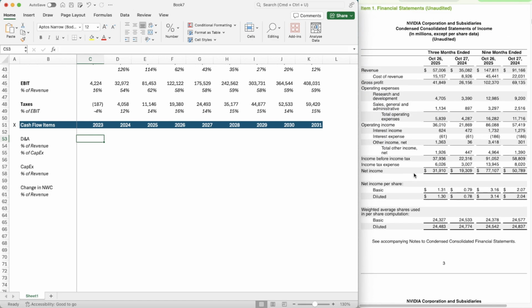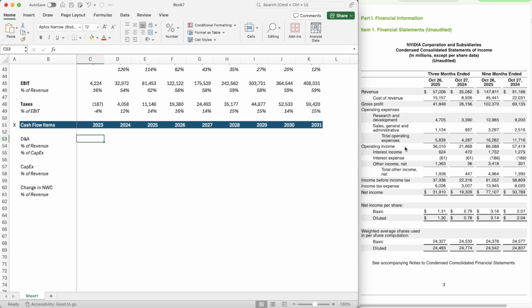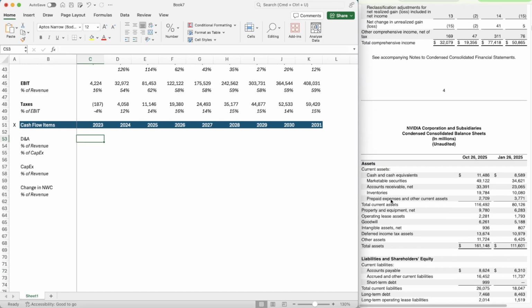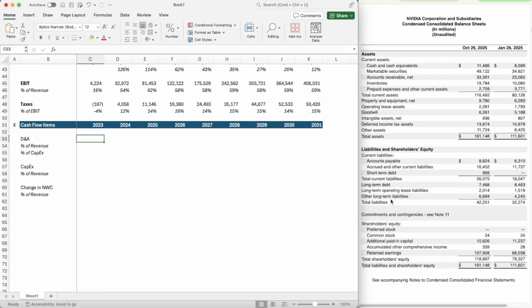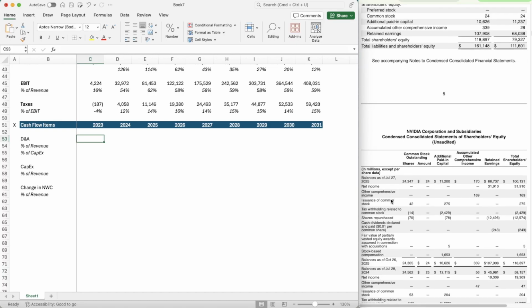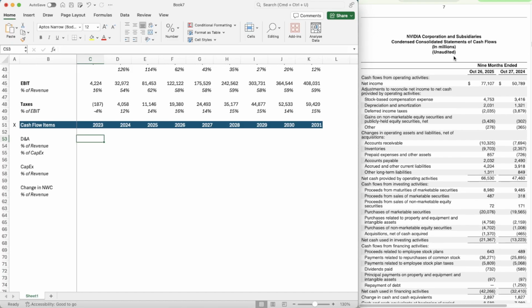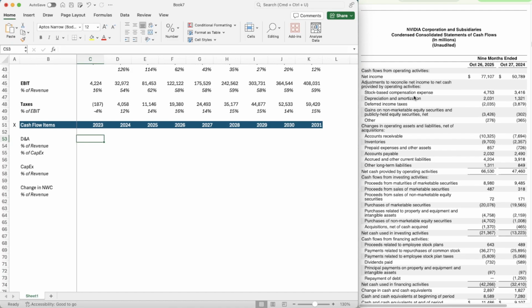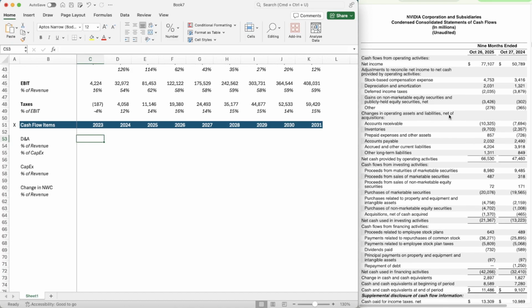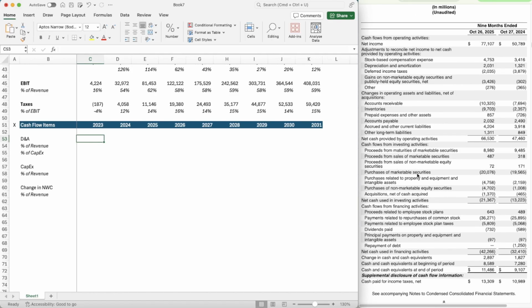So you have your income statement, which tells you revenue and then everything down to, say, net. Then you have your balance sheet, which is your snapshot of what the company owns and what it owes at a certain point in time. Then you have your cash flow statement, which is here. And what we want is the depreciation and amortization. We sum these to get the change in net working capital. And then we want purchases related to property and equipment and intangible assets. This is our capital expenditure.